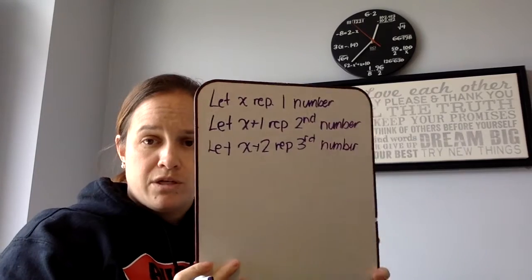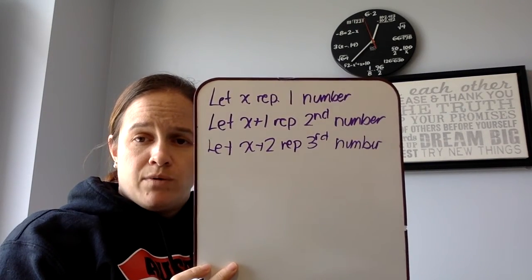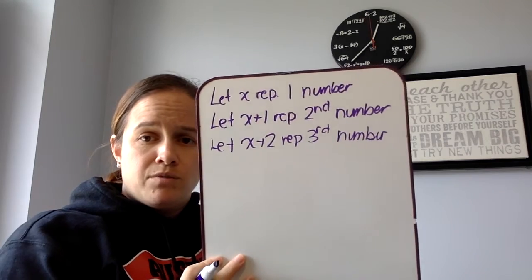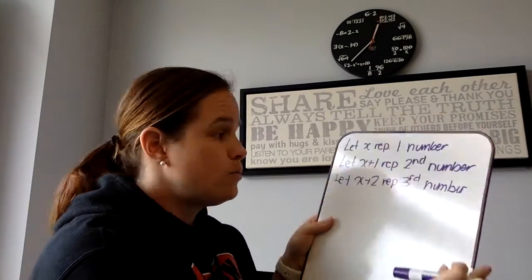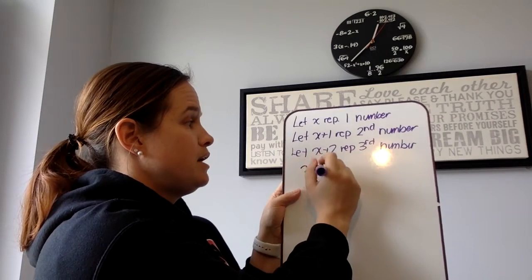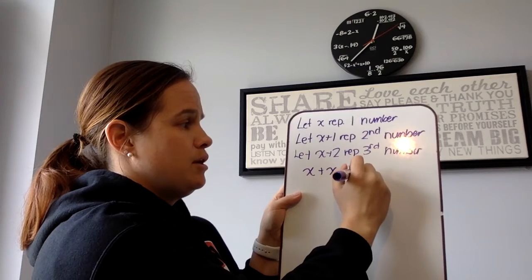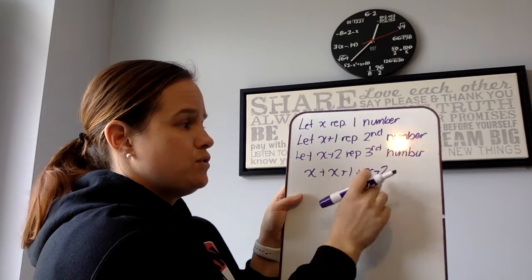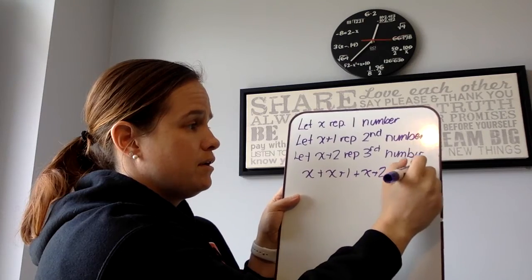So let X represent the first number, let X plus 1 represent the second number, and let X plus 2 represent the third number. So we know that the sum, we're going to add them all together. X, first number, plus X plus 1, which is the second number, plus X plus 2, which is the third number, is equal to 54.